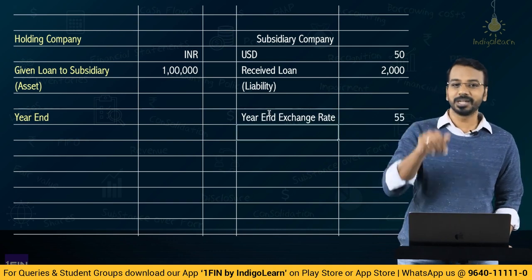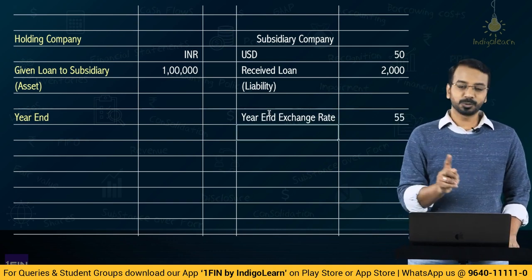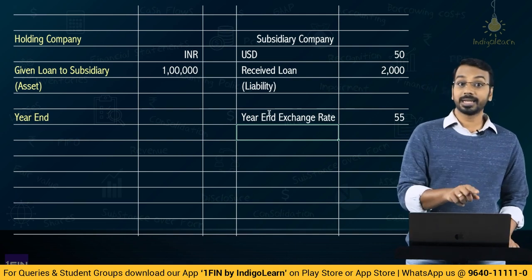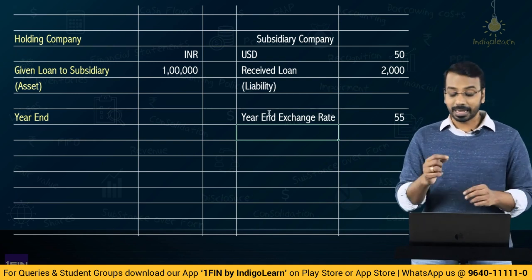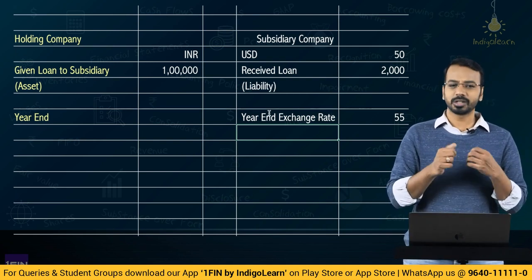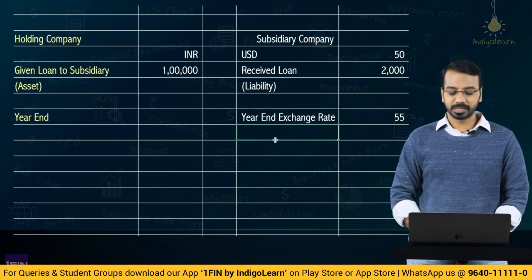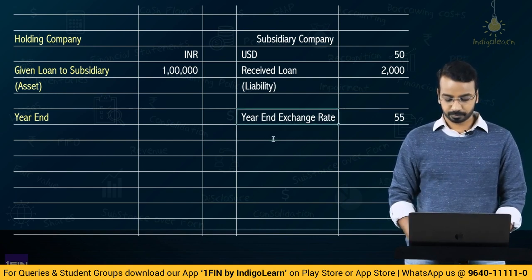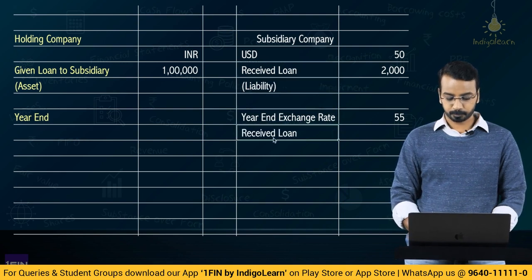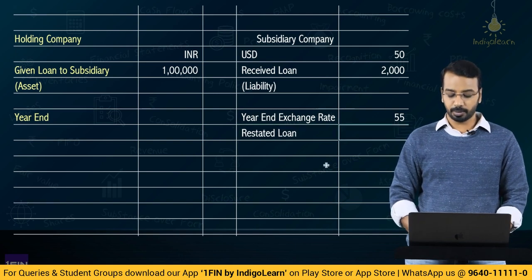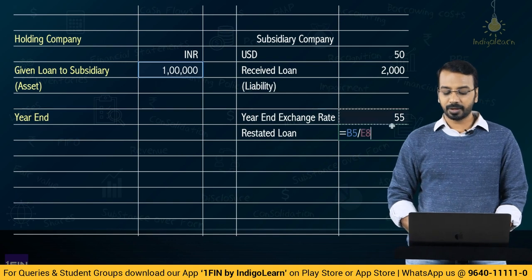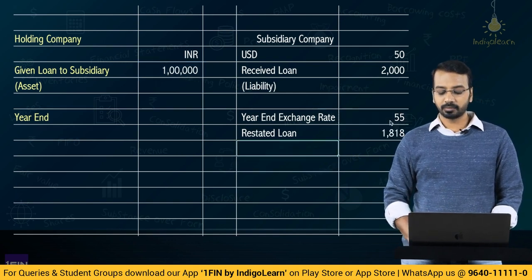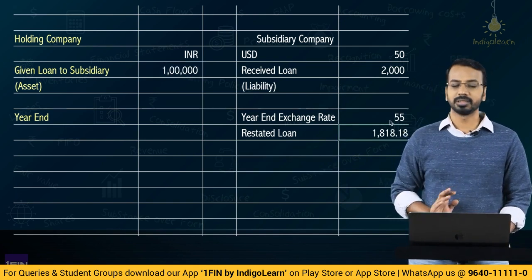Now, think of it from the subsidiary company's point of view. Do they need to pay $2,000 or do they need to pay 1 lakh? They have to pay 1 lakh. They are not paying $2,000. They have to pay 1 lakh. Now, if they have to pay 1 lakh, how many dollars do they need at the year end? So, you will see the restated loan or remeasured loan balance: 1 lakh has to be paid, and right now the exchange rate is 55. So, they need only $1818.18.